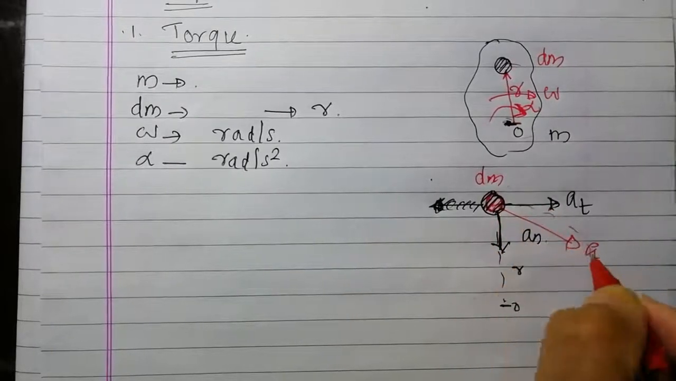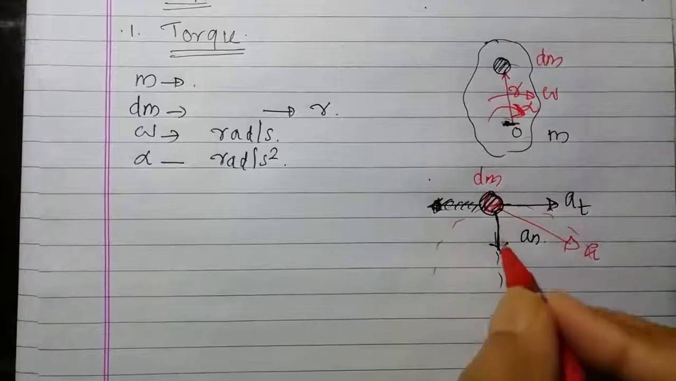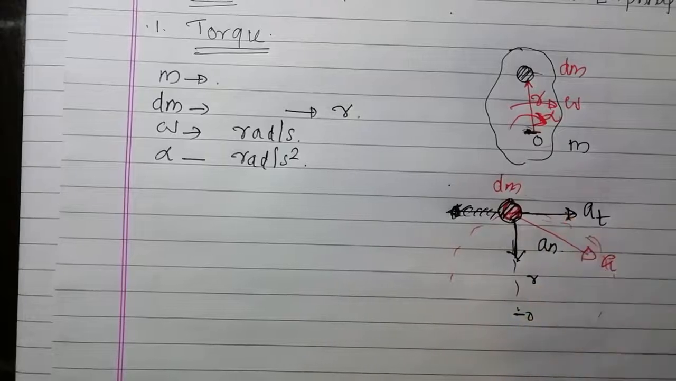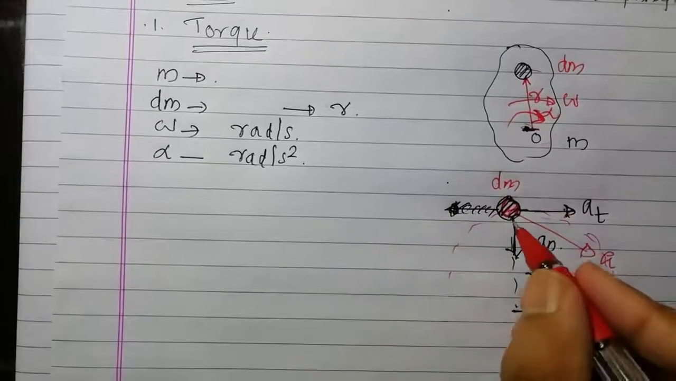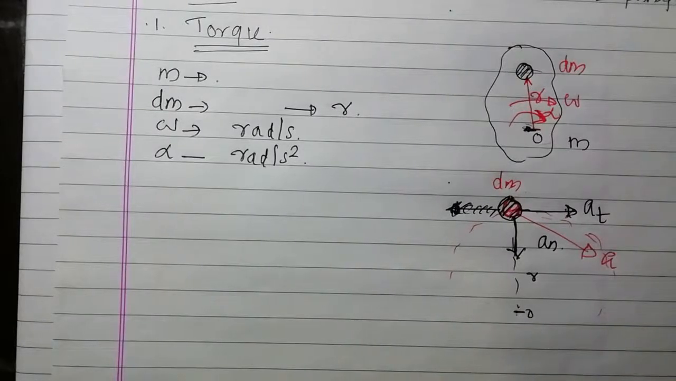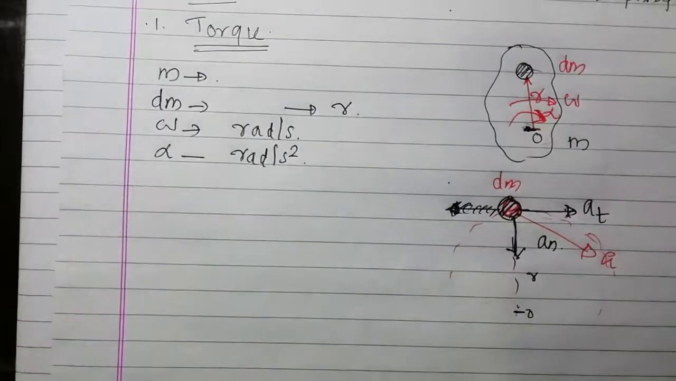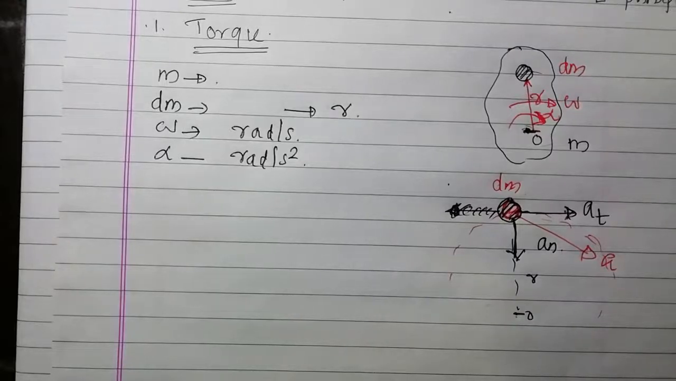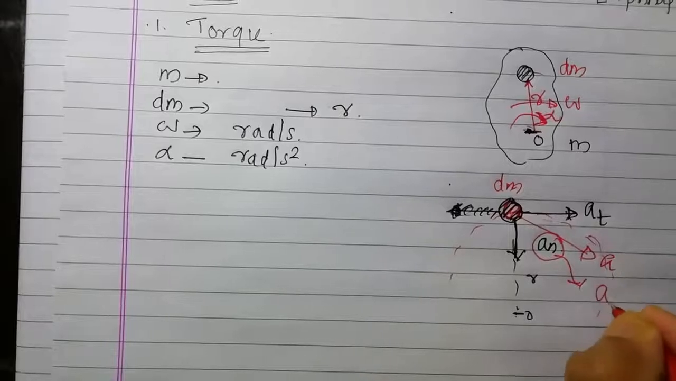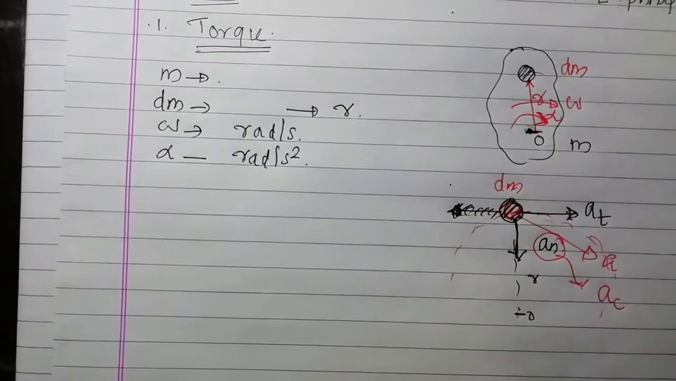If it is a circular path, then there will be a tangential acceleration tangential to that circular path. And also there will be a normal acceleration towards the center of the rotation. This normal acceleration is also known as centripetal acceleration. It is also denoted as AC, centripetal acceleration. Its direction is towards the center, so that's why it is known as centripetal acceleration.